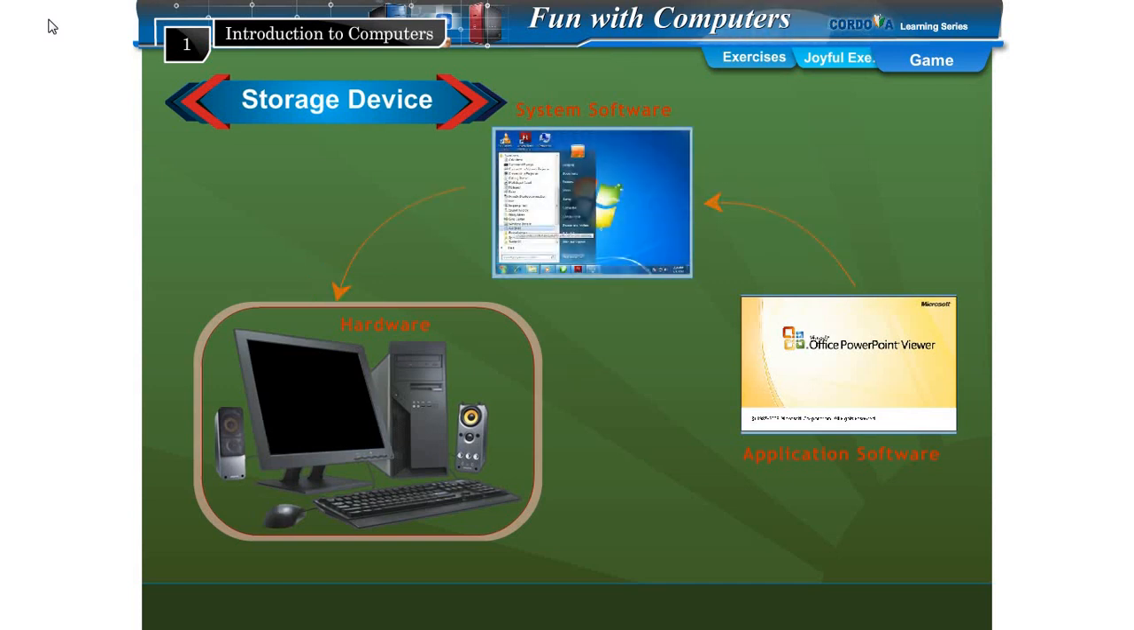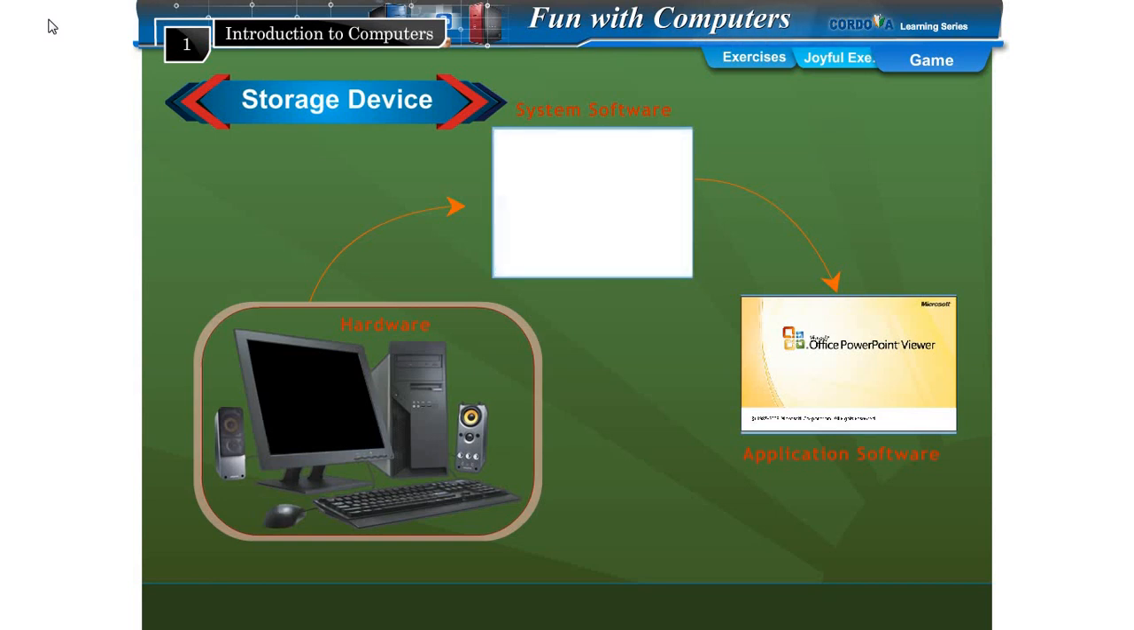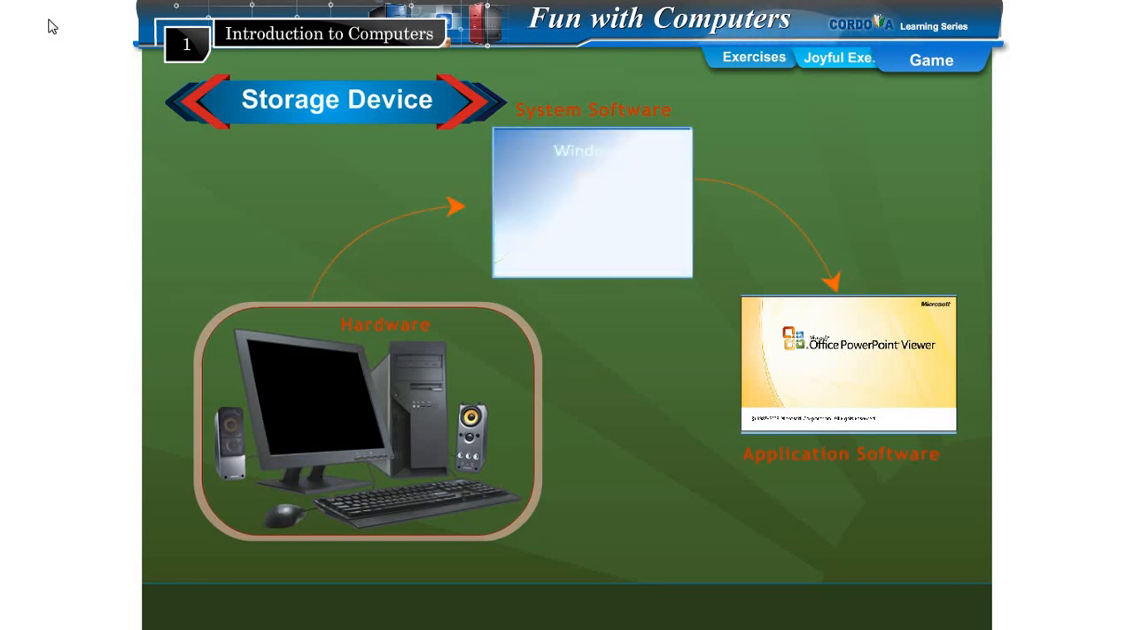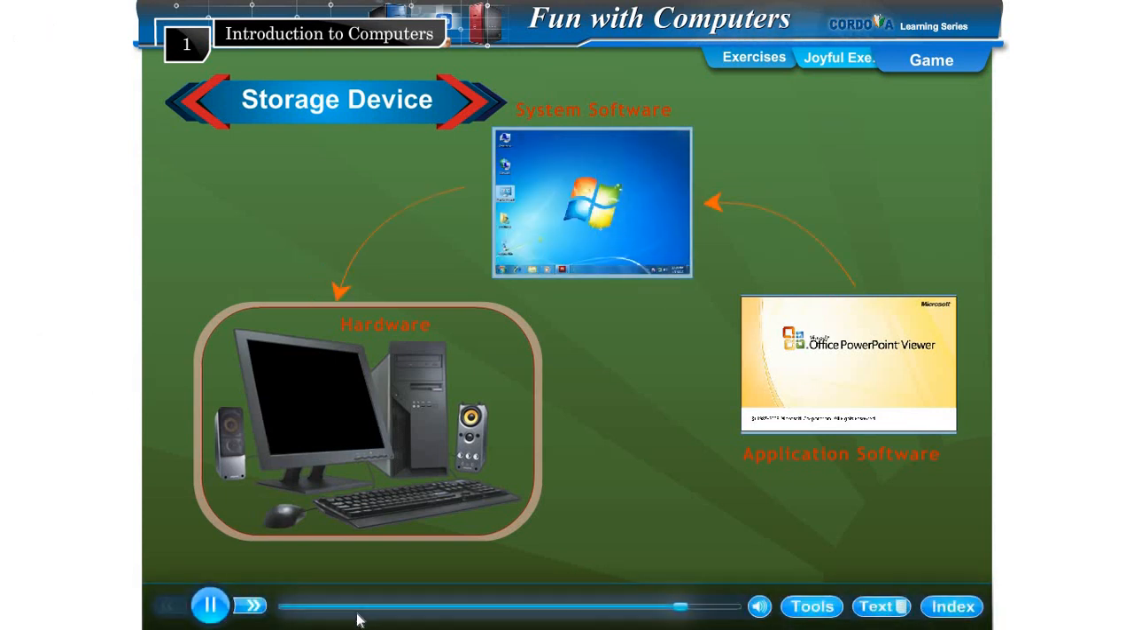You may use any software and use the hardware. For example, you can make a picture in MS Paint and give the print command to be printed.